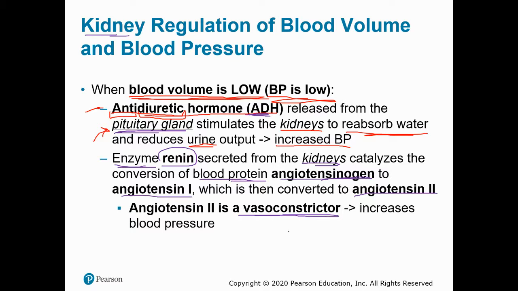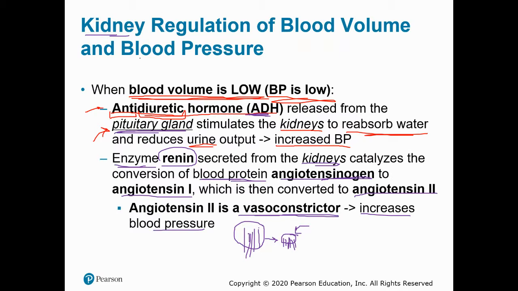So if we make the blood vessel smaller, right? Here's maybe a normal sized blood vessel. If we make it smaller, but you have the same amount of fluid pumping through, which one is going to have a higher pressure? The smaller one. So vasoconstriction increases blood pressure.